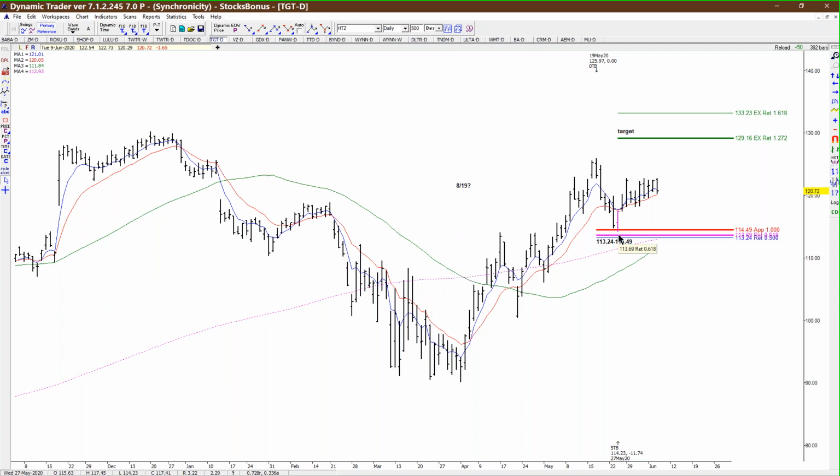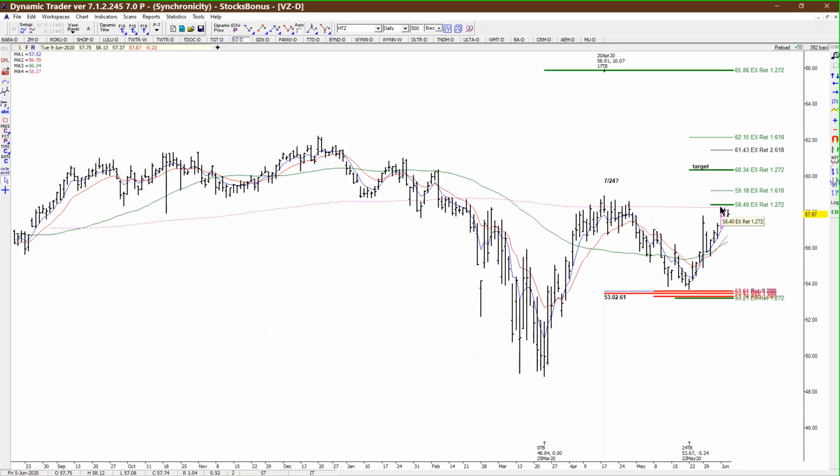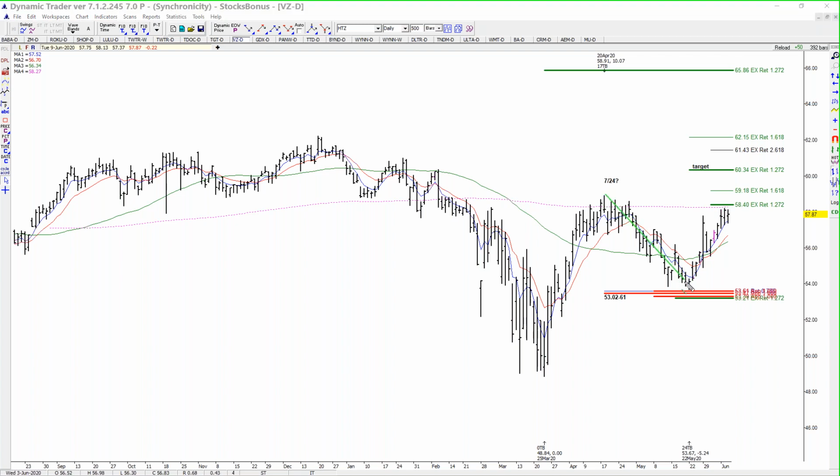This was a setup in target. It has not made the target. I don't know if it's going to, but the target would be 129.16. VZ is just short of a minor target off of this support decision. Target is 1272, that swing.